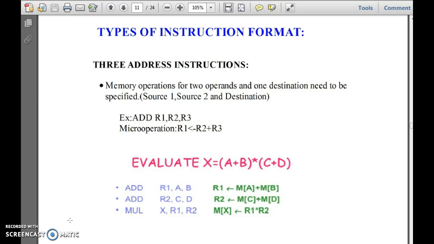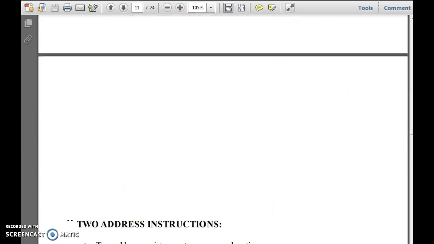If we take the example x equals a plus b into c plus d, how will you write the instructions? First, a and b are added and placed in the register R1. Similarly, c and d are added and placed in the register R2. Finally, the R1 value and R2 value are multiplied and placed in X. This is the 3-address instruction, where three registers are involved: R1, R2 and X.